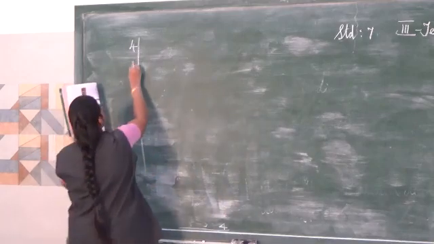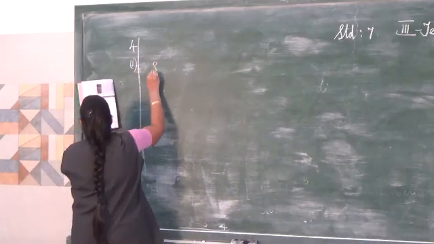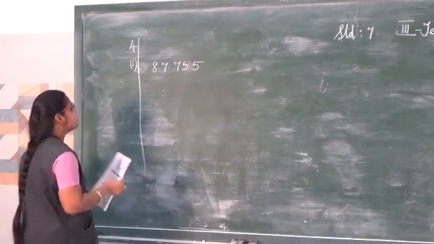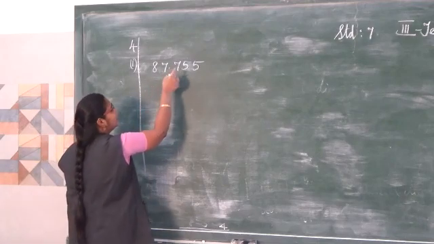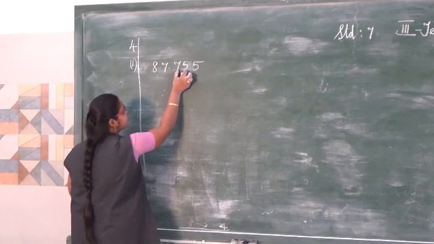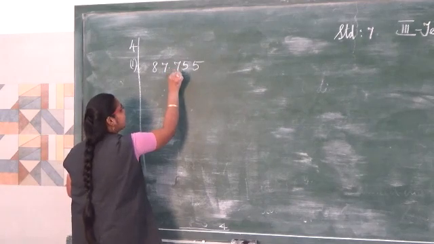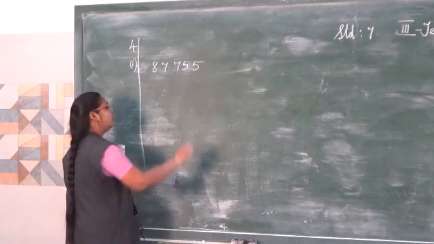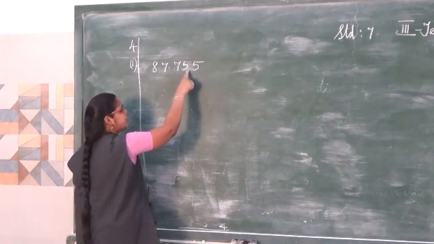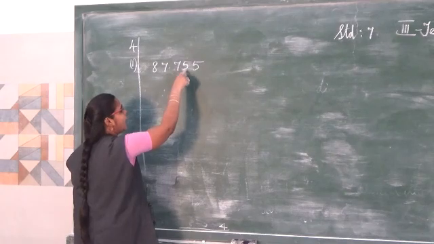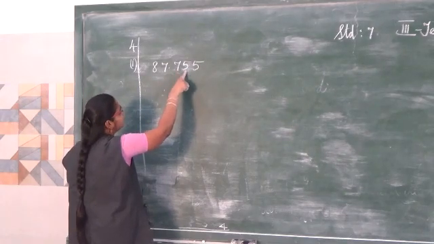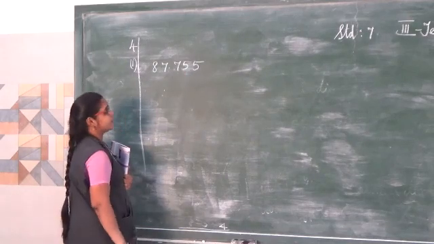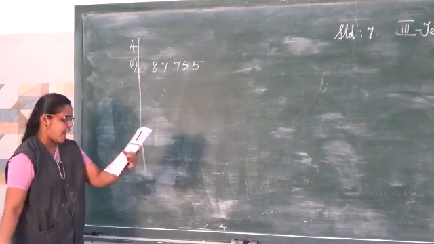First thing, 87.755. After the decimal point, the answer should have 2 digits: the 10th place and the 100th place. So what we have to do is underline the 100th place. If you underline the 100th place, then only you will get the 2 digits after the decimal point. That is the question they have asked here.